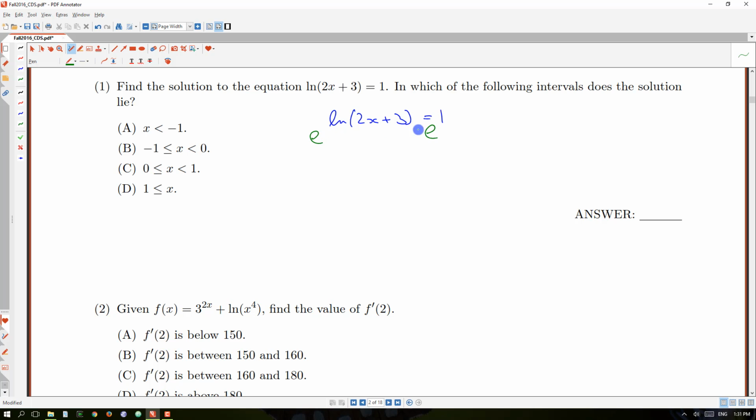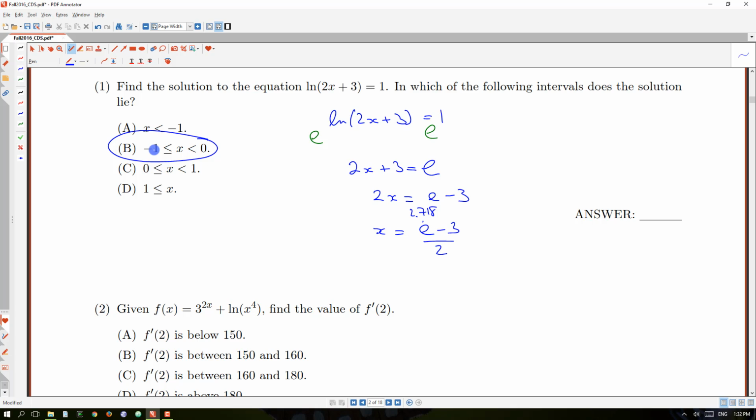inverse functions. If we use each side as the power for an exponential, then the e and the ln are going to cancel each other out or invert each other, and we're going to be left with 2x plus 3 equals e. And then we can simply solve like a normal equation. Here that means 2x is e minus 3, x is going to be (e minus 3) all over 2, and remembering that e is around 2.718, this is going to be a little less than 0, and that's going to give us an answer B.